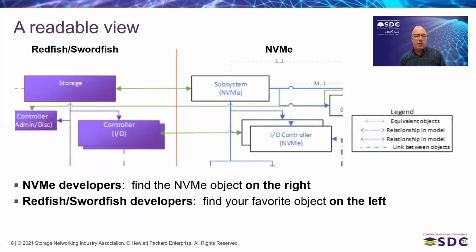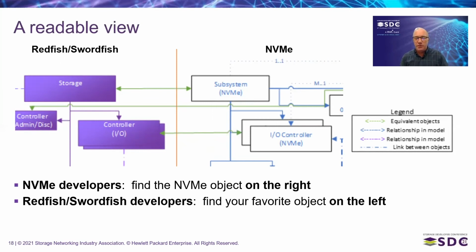All of these figures are set up with the Redfish Swordfish objects on the left and the NVMe objects on the right, and lines between them to show how they all tie together. If you look at the legend here, you'll see that the green lines between objects say that these are equivalent objects. The blue or purple lines show a relationship, and the dashed line indicates that there's a link between the objects. So if you're an NVMe developer, you want to find your NVMe object on the right, use those relationship lines, and you can map that to the Redfish Swordfish objects on the left.